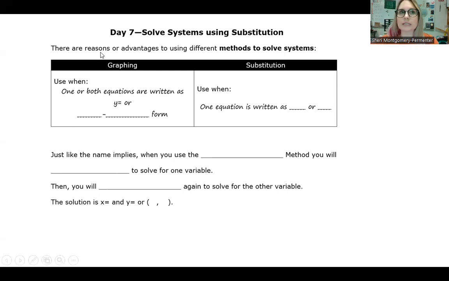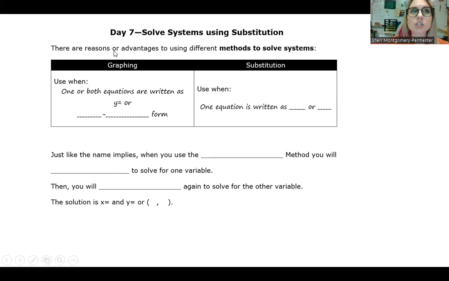So there are reasons or advantages to the different methods that we use. We talked last class about graphing, and then today we're talking about substitution. Depending on what form your equations are in can help determine which one's going to be faster or easier. Let's go ahead and put our phones away so that we can do our math.